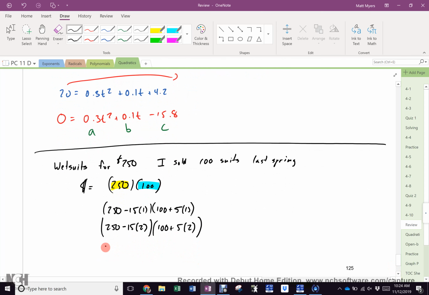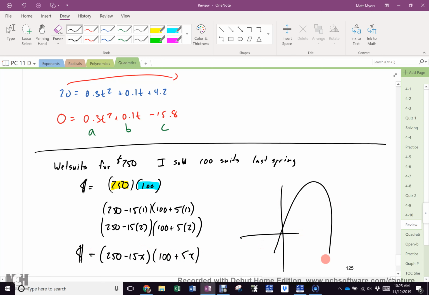What if I lowered the price by x? 100 plus 5x. What do I have right there? A quadratic equation. It would graph this way, wouldn't it? Why? Well, expand or die.